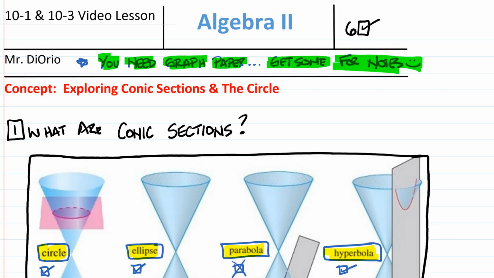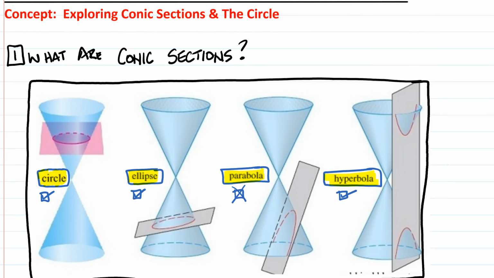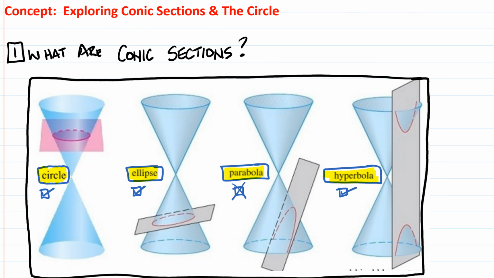Okay, here is box number 1 of the 6 boxes. Let's just start by exploring what conic sections are. So I have a picture here for you. A conic section is just a curve that you get by intersecting a plane and a double cone. So notice I have cones that are stacked up on top of each other here. By changing the inclination of the plane, you can get either a circle, a parabola, an ellipse, or a hyperbola.